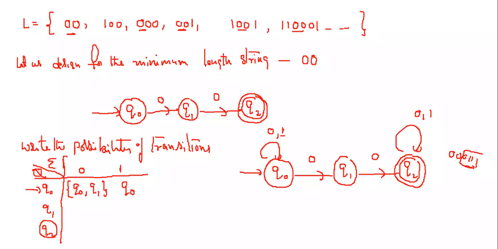What happens if you take 0 on Q1? You are going to Q2. What happens on 1 on Q1? We have not defined where to go on 1 on Q1, so you are not required to write. So when you define 0 on Q1, you are going to Q2 only. If you define 1 on Q2, you are going to Q2 only.